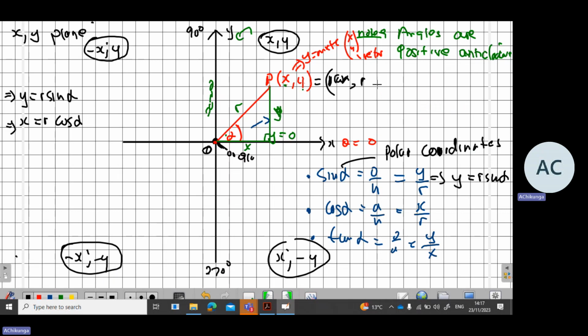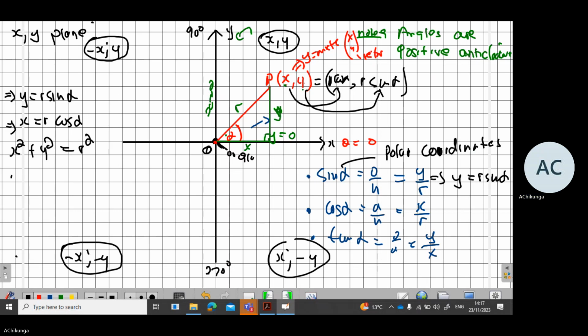This can be changed to r sine alpha here. So x represents r cos alpha, and y represents r sine alpha at the same time. So changing these values and writing the Pythagoras theorem, which is x squared plus y squared is equal to r squared, gives us something new.